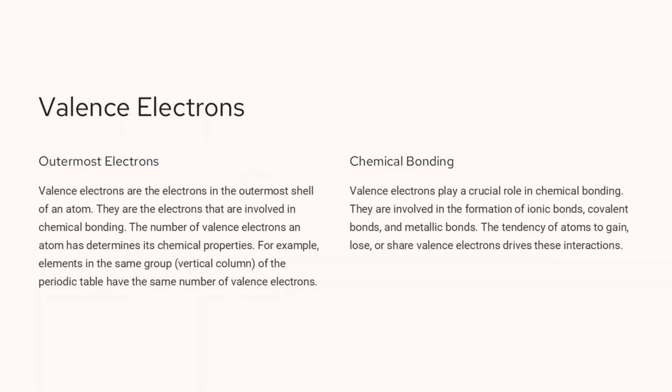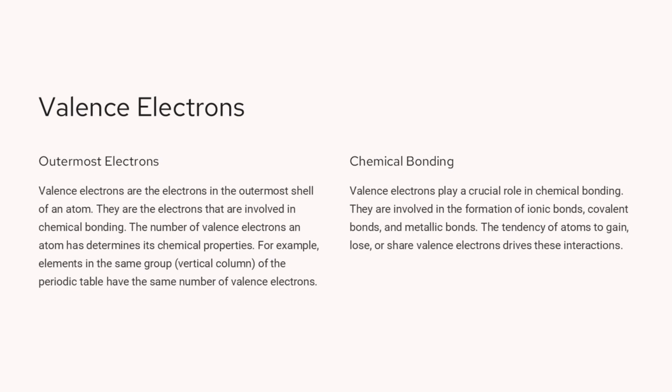Valence electrons are the electrons in the outermost shell of an atom, and they're the ones involved in chemical bonding. The number of valence electrons an atom has determines its chemical properties. Elements in the same group of the periodic table have the same number of valence electrons.